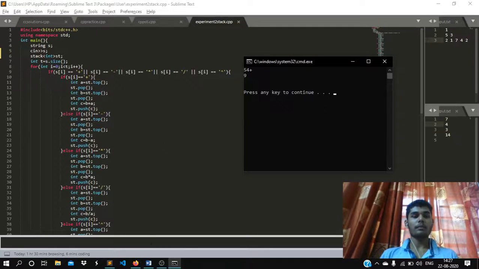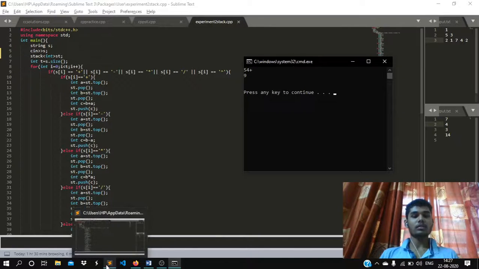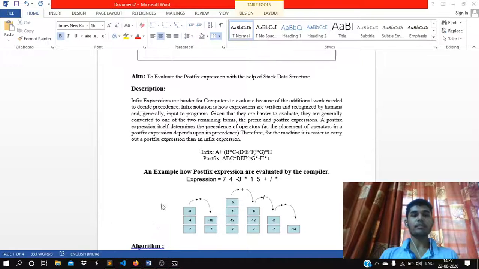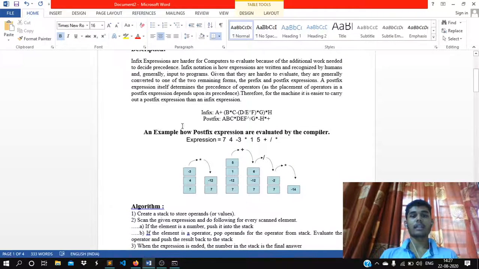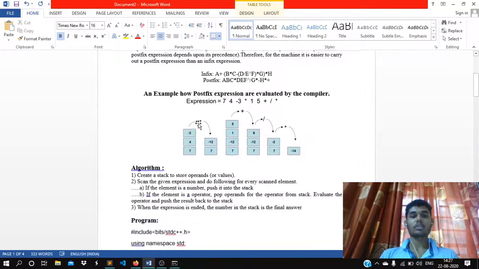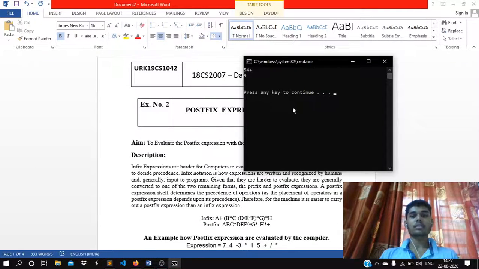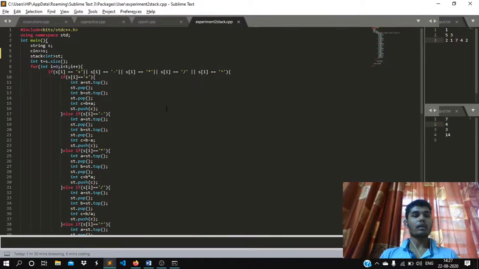This is used by machines to easily carry out postfix expressions. It is easier for a machine to carry out a postfix expression than an infix expression. This is used by compilers also to evaluate our expressions.